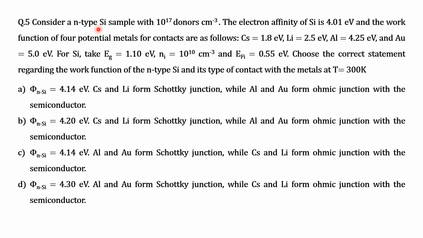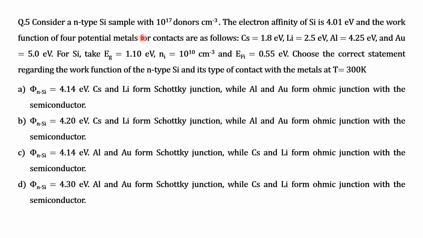So here an n-type sample, that is the semiconductor, is given to us, and to give a contact for this semiconductor there are a choice of four metals. When these metals are joined, based on the work function of silicon and the work function of these metals, they will form either a Schottky or ohmic junction. So first, in order to know that, we need to find out the work function of the silicon sample. In our case, the work functions of the four metal contacts are given.